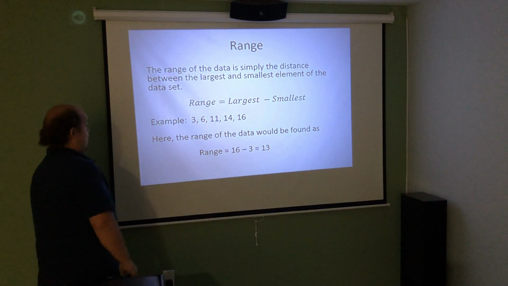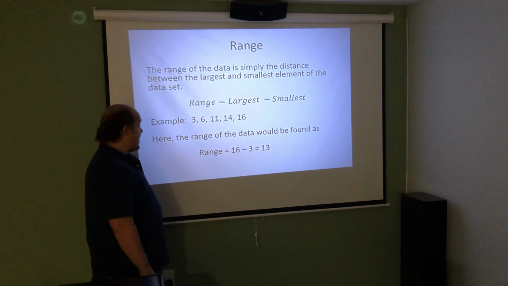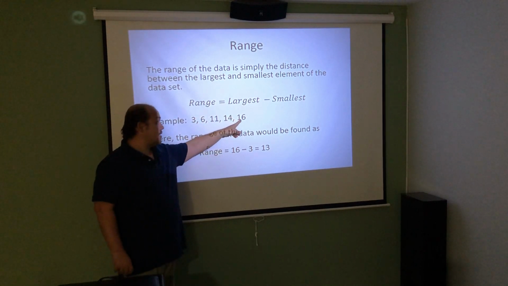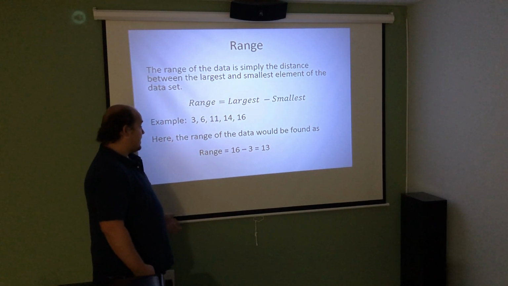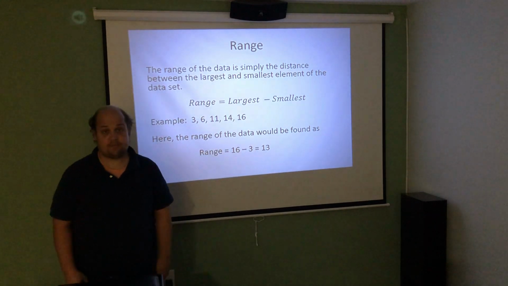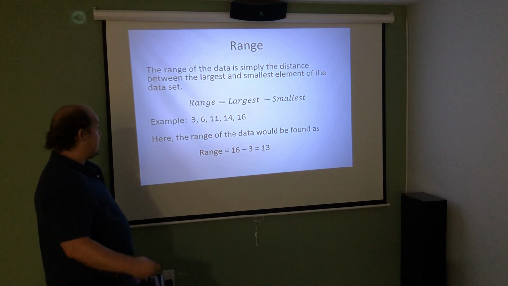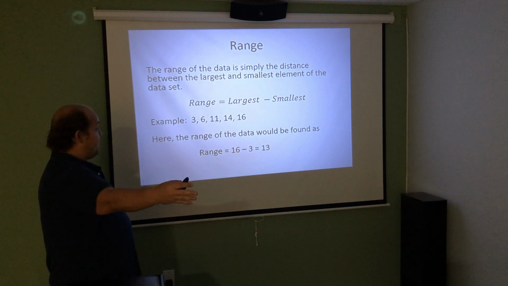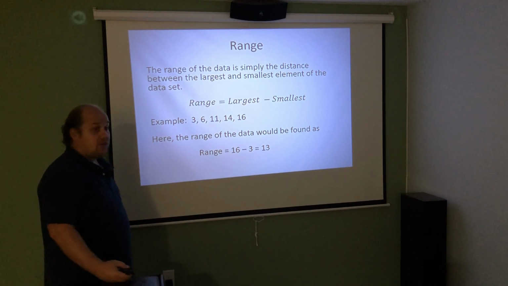So if I had 3, 6, 11, 14, 16 as my data set, the range would take the largest data point, 16, subtract the smallest data point, 3. In this case, the range would be 16 minus 3, or 13. So again, all I need to do, if I have the ordered list, is take the number on the far right, the largest one, minus the number on the far left, the smallest one.